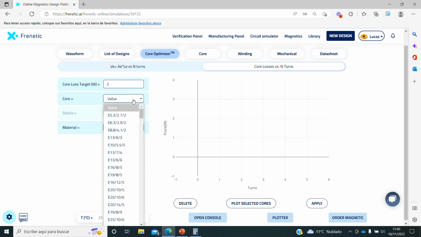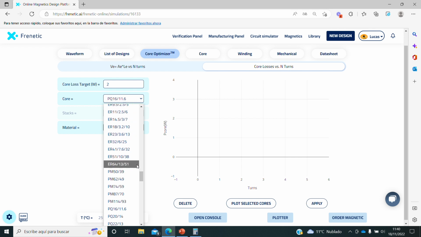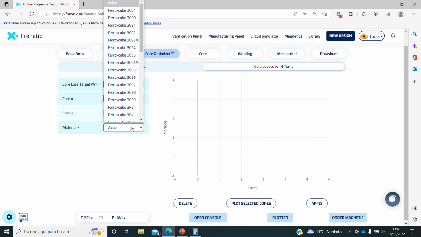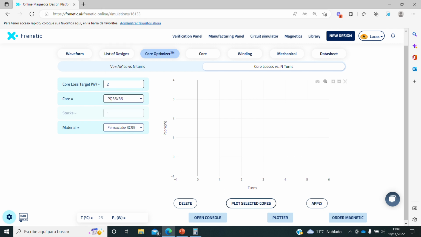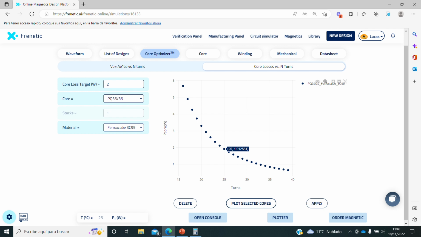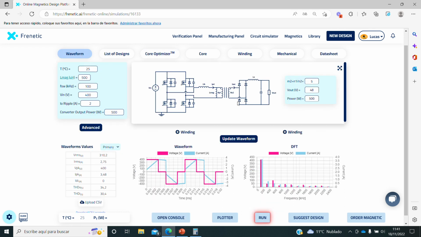So if I pick again any core, in this case I'm going to pick the PQ35 as I said before, and the 3C95 material. What I can see is the evolution of the losses with the number of turns in this core. So I can also take trade-offs when it comes to the winding. If I go for 20 turns, for 25 turns, for 30 turns, what is going to be the impact in the core. And it's not only that, but I can now check different battery levels.